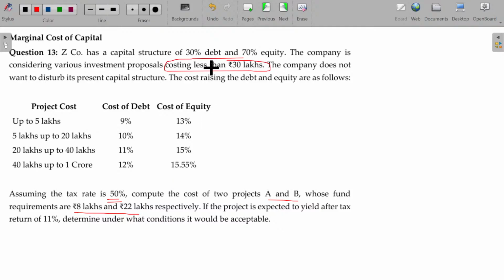So from this it is very clear, we have two projects, project A and project B.